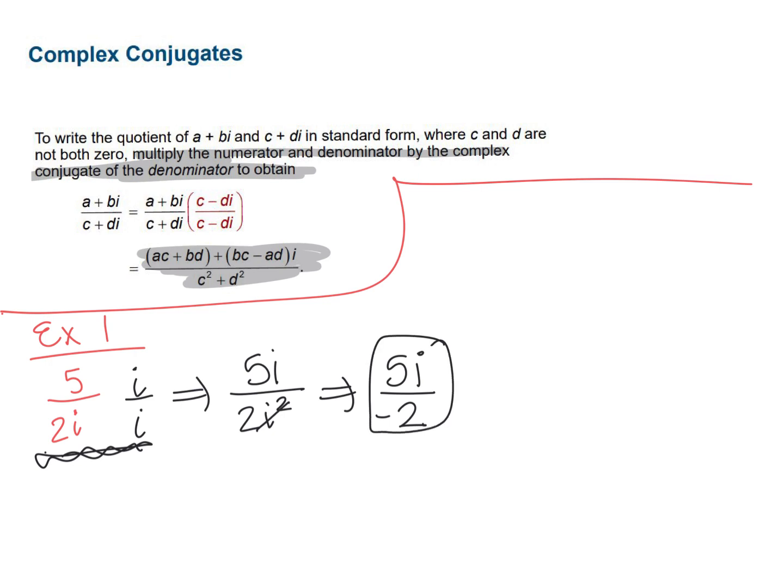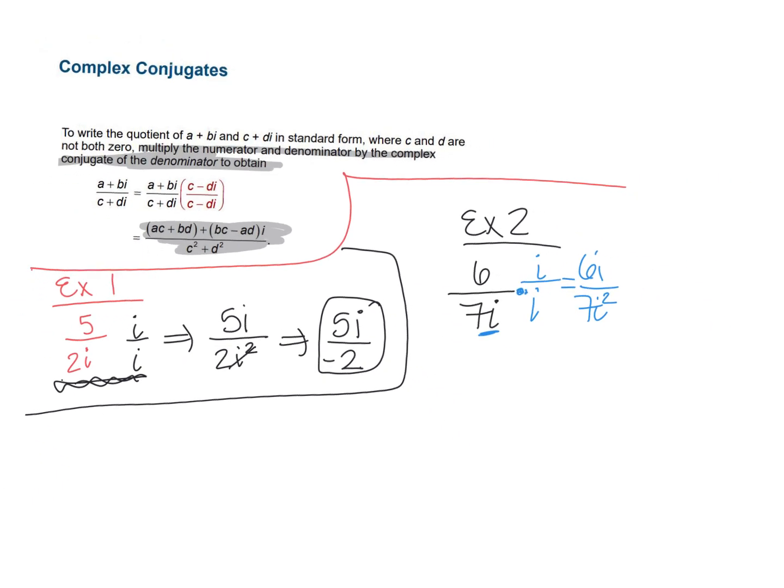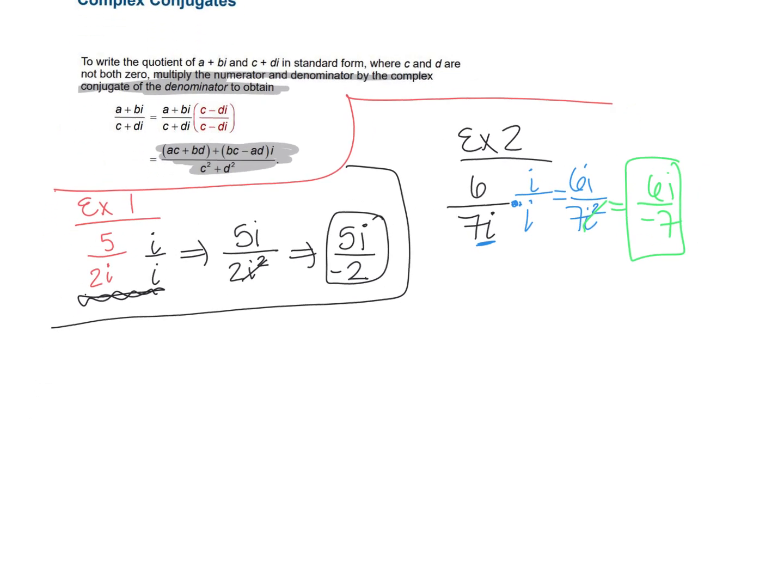Let's try another one. So let's say that we had 6 over 7i. Well, then I could just multiply the top and bottom by i over i, because remember, we're just trying to get rid of that i. And so when I do that, I would get 7i squared and then 6i on the top. And what happens is the i squared cancels to -1, and so I end up with -7 and 6i. So 6i over -7.